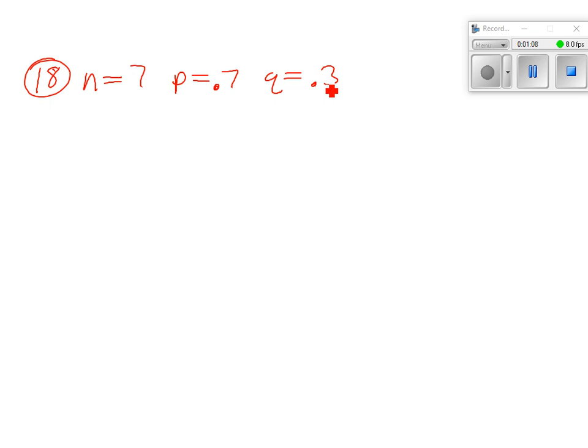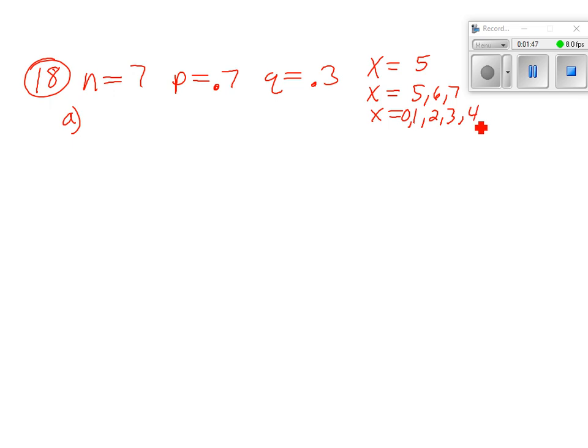X is 0, 1, 2, 3, all the way up through 7, right? But we only want to deal with which ones? At least 5, less than 5, and exactly 5. So at least 5 would be 5, 6, and 7. And then less than 5 would be 0, 1, 2, 3, and 4.